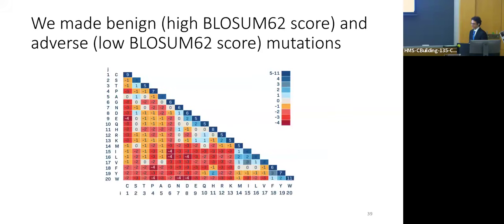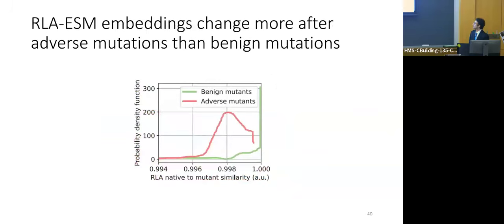We've also done something similar with sequences. We can apply single amino acid mutations to every position in the structure, and we can classify these mutations according to their BLOSUM62 scores, whether they're benign, so they're not likely to change the sequence structure compatibility, or they're adverse, meaning they are more likely to change the sequence structure compatibility. If we just look at the RLA ESM embeddings for these mutated residues compared to the wild type, we see that RLA ESM is able to pick up on the difference between an adverse and a benign mutation, because the representation changes more when you make an adverse mutation than when you make a benign mutation.